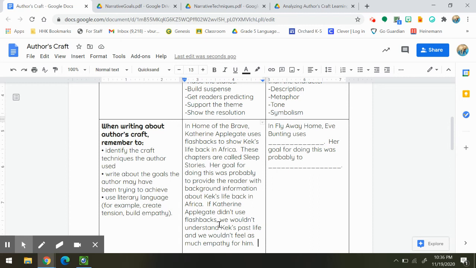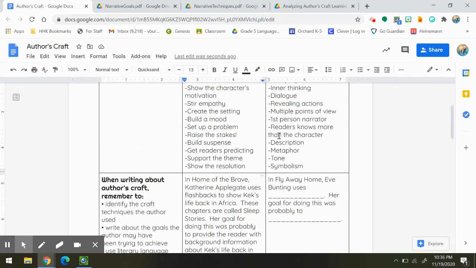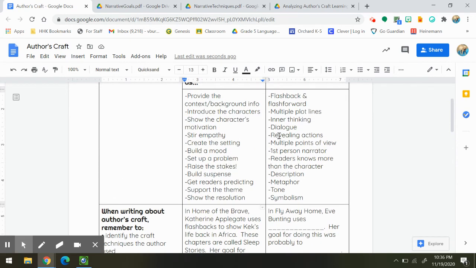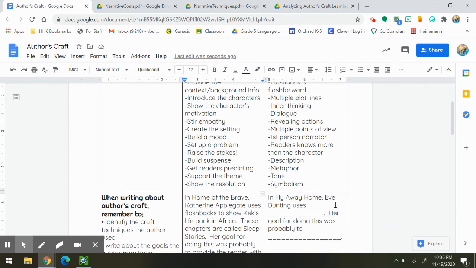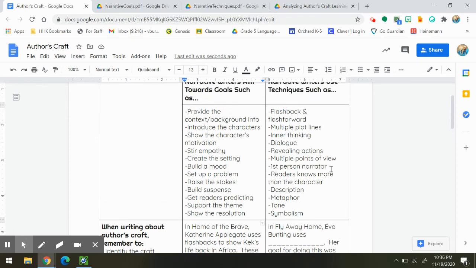So readers, what I would like for you to do now is think about the story, Fly Away Home. Think about what techniques Eve Bunting uses in the story, okay? What is it that she's doing? And think to yourself, what was her goal for doing this? What was her goal for doing this? Take a second. I'm going to give you about 30 seconds.